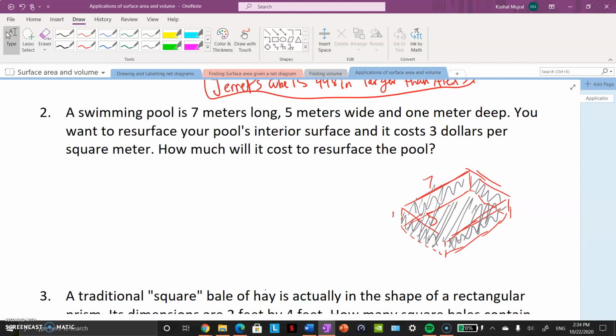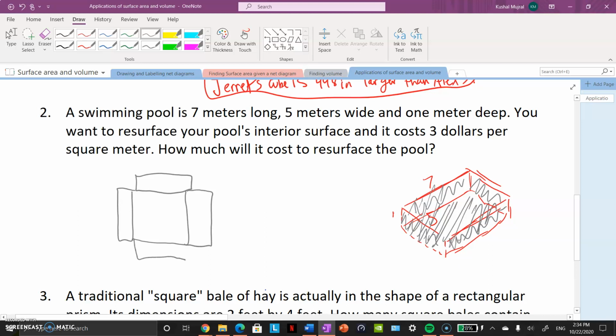So first we're going to draw a net diagram for this one. Okay, so we have this side, this side, this side, and this side, and because there's no top, we're not going to draw another one. And this is 7 by 1, this is also 7 by 1, this would be 5 by 1, and this is 5 by 1. Then here, this is 5 by 7.